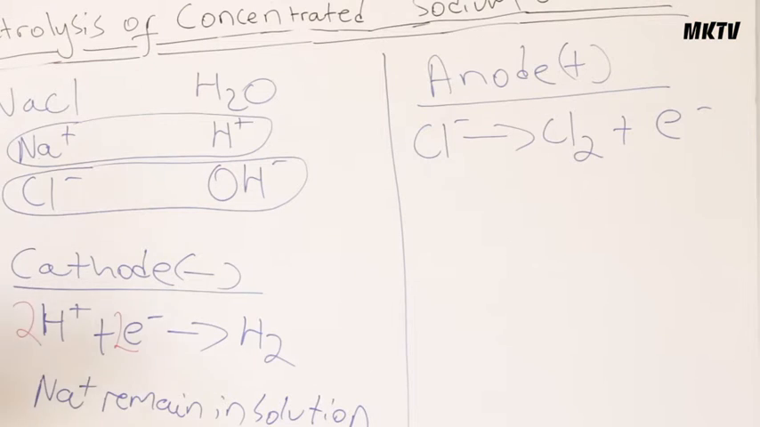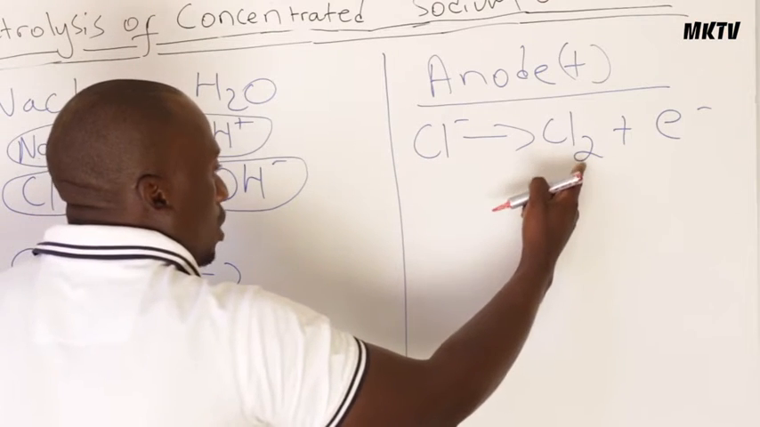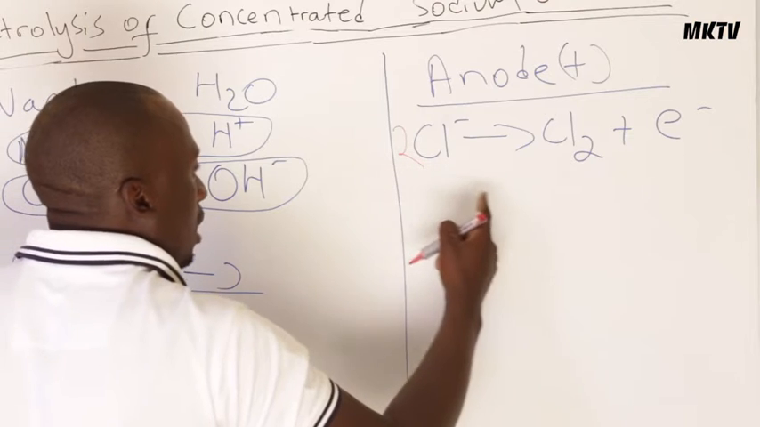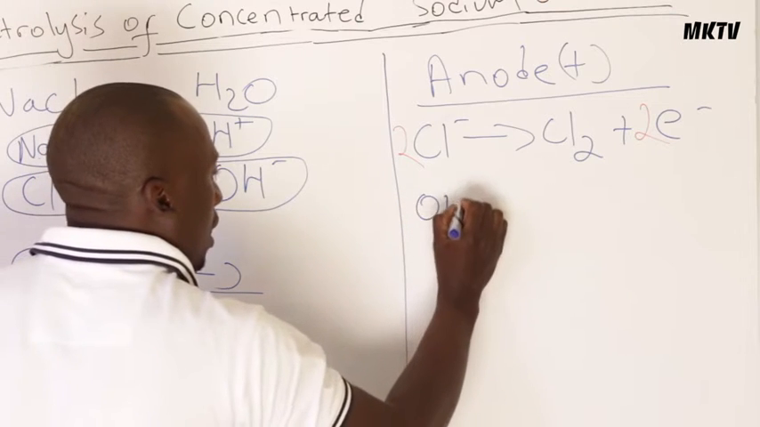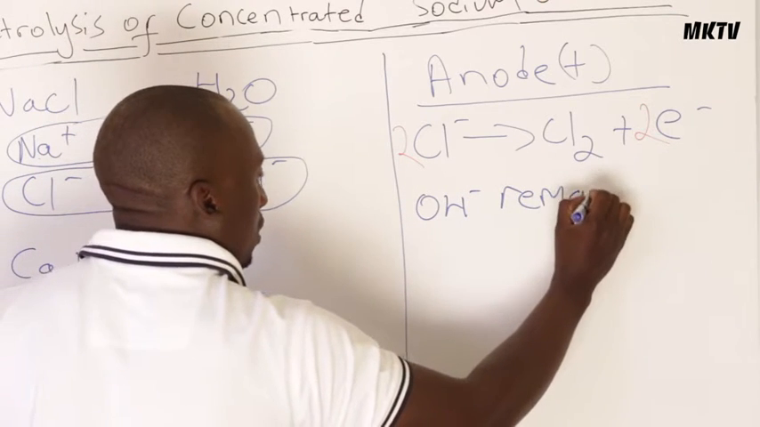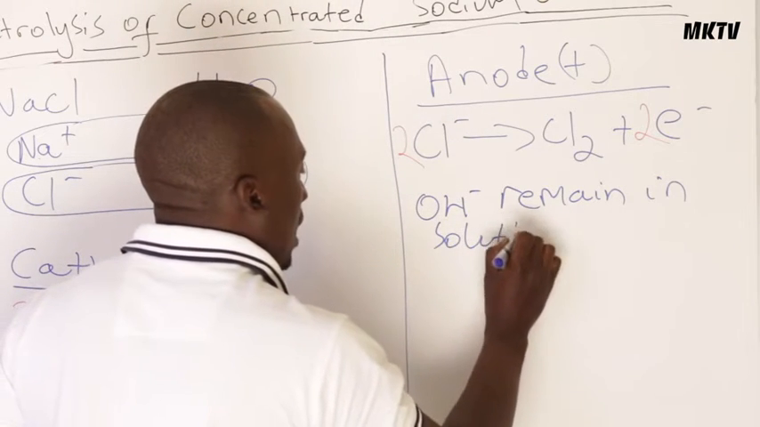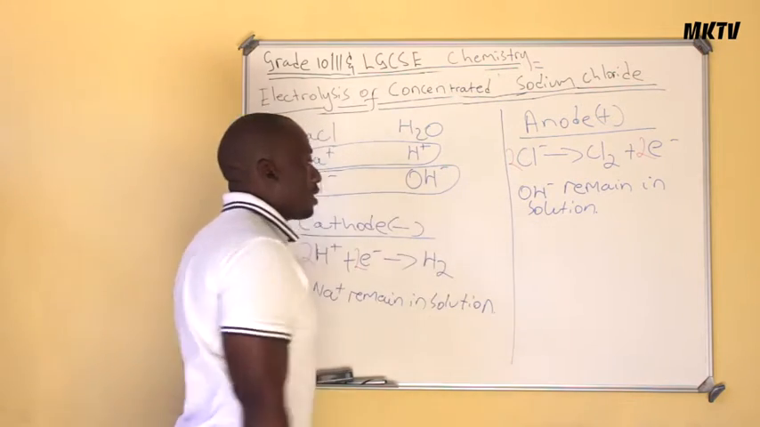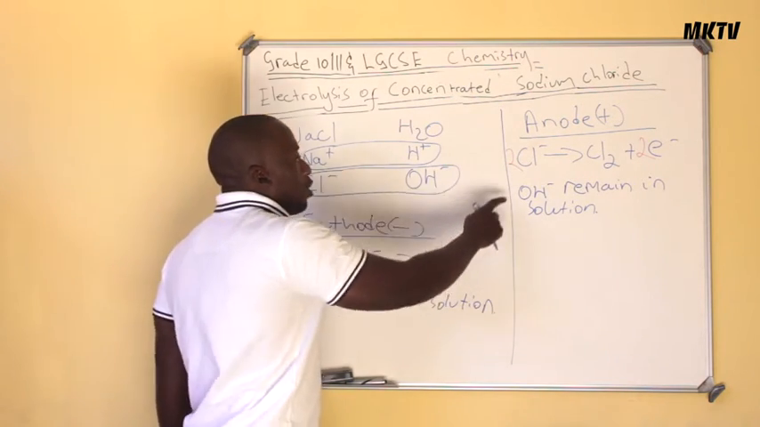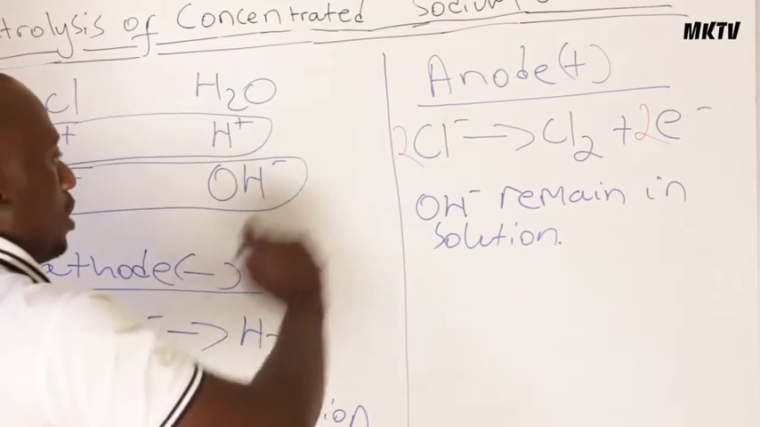But first of all, let us balance our equations. If here we have two chlorine atoms, it means here the chloride ions have got to be two. And also the electrons have to be two of them. So this means the hydroxide ions are going to remain in solution, because the chloride ions are much greater in number than the hydroxide ions. So this is what is going to happen. Chlorine gas is the one that is going to be given off at the positive terminal, which is the anode.